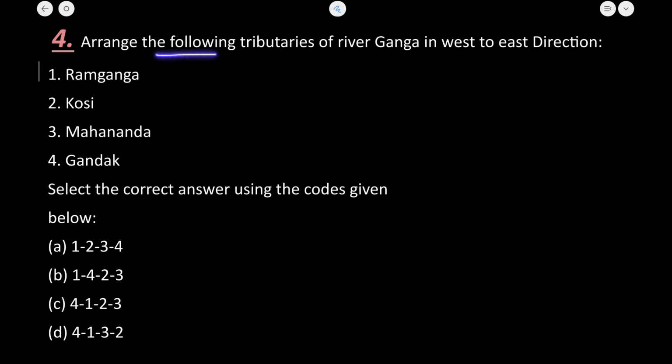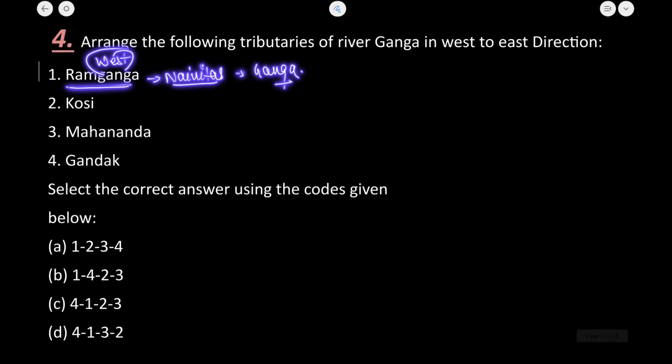Now arrange the following tributaries of river Ganga in west to east direction. Now let us see one by one the information about these tributaries. Now if I talk about the Ram Ganga river, it is the westernmost tributary of river Ganga, and it originates near Nainital in Uttarakhand, and it joins the river Ganga in UP.